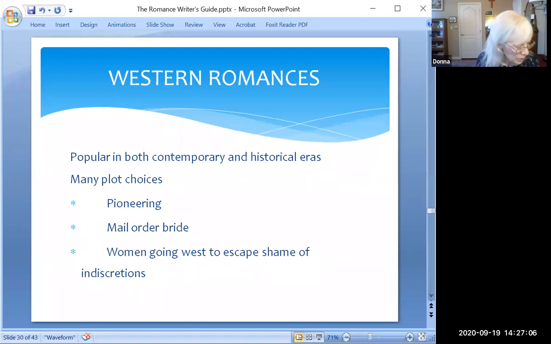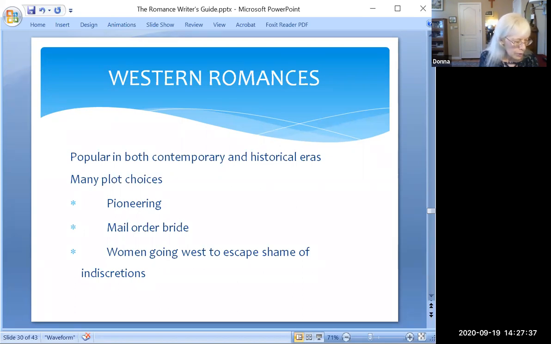Western romances. These are popular both in contemporary and historical eras. Some of the choices of doing those stories would include pioneering stories, mail-order bride stories, or women going west to escape the shame of indiscretions. These stories are just as varied as the historical backdrops against which they are set. But I have noticed the mail-order bride theme seems to be predominating right now.